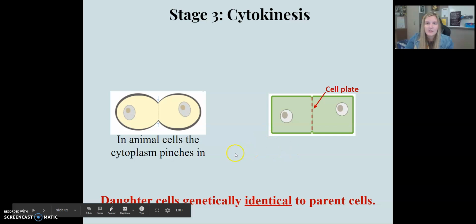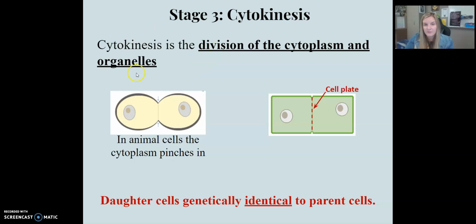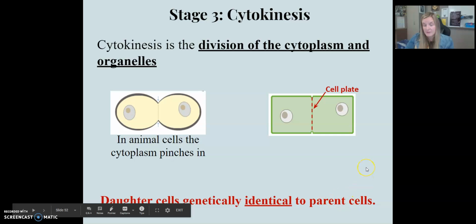Stage 3 is then cytokinesis, which is where the cell divides the cytoplasm. So we've already divided the nucleus and we have 2 nuclei now from mitosis. And the final phase is where you're going to physically divide the cytoplasm and create 2 separate cells. In animal cells, the cells pinch in like so, but in plant cells, it creates a cell plate here to divide them. Here, daughter cells are genetically identical to the parent cells.